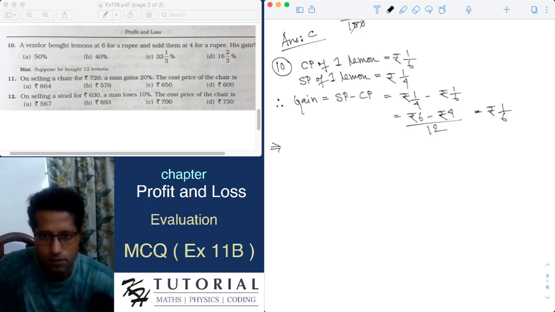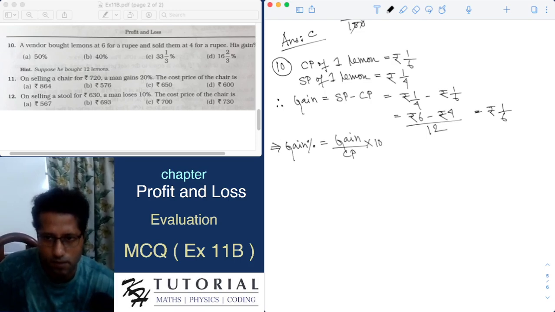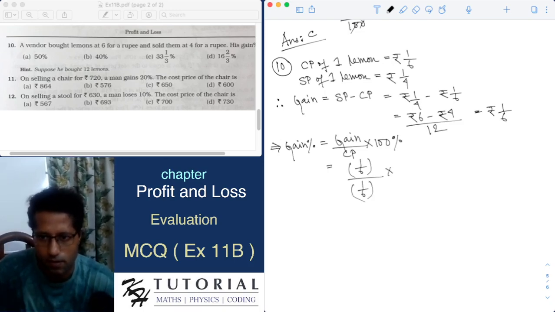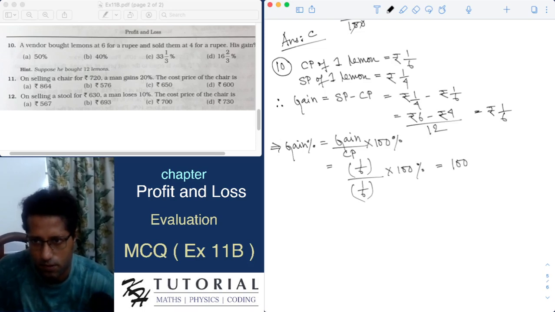This implies gain percent equals gain divided by CP multiplied by 100%. Now gain is 1 by 6, CP is 1 by 6, we have 100%. This is nothing but 1 by 6 cancels out. So this is 100%.